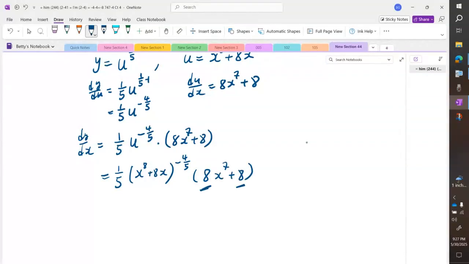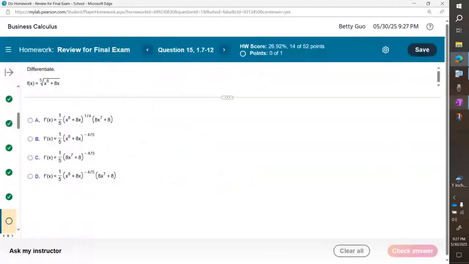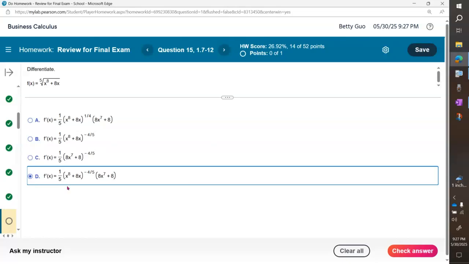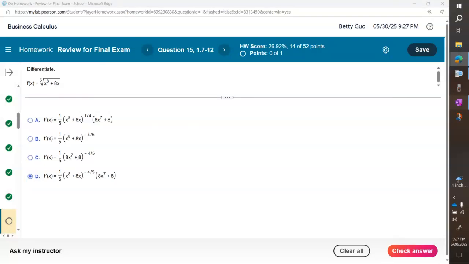We can factor 8 out here, right? But let's see. Do we need to do that? We don't, because the answer choice doesn't do that. This one is wrong on the exponent. This one seems the same as mine. Double check.